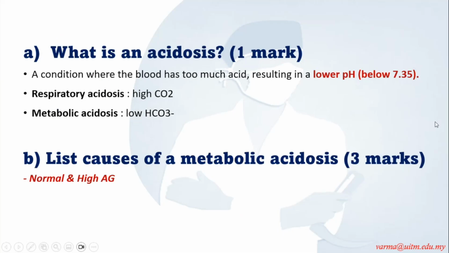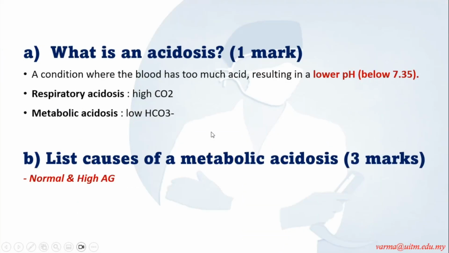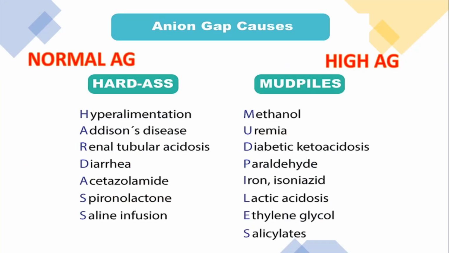It is a 3-mark question. So I think you at least have to mention 3 for normal and 3 for high anion gap minimum. Okay, you can't only say high anion gap. As an anesthesia master's student, we will expect you to divide it into normal and high anion gap.